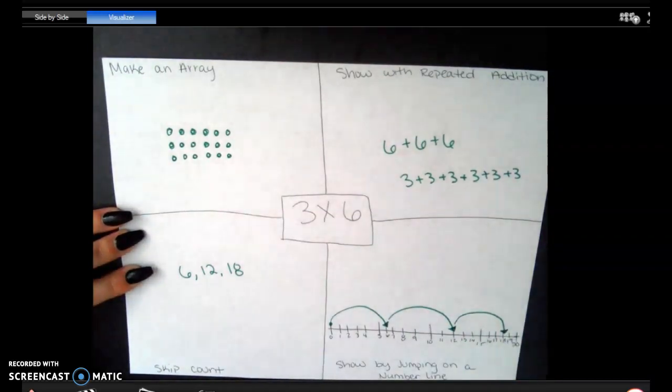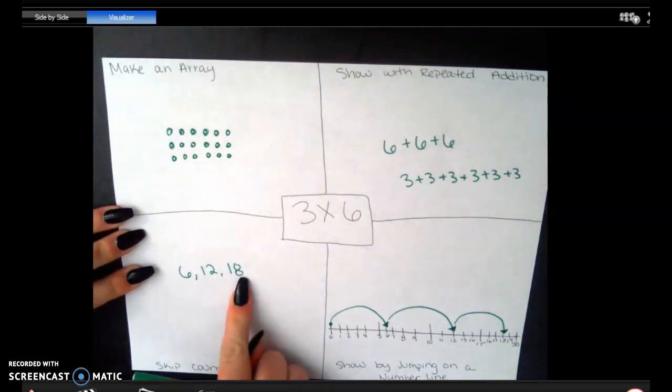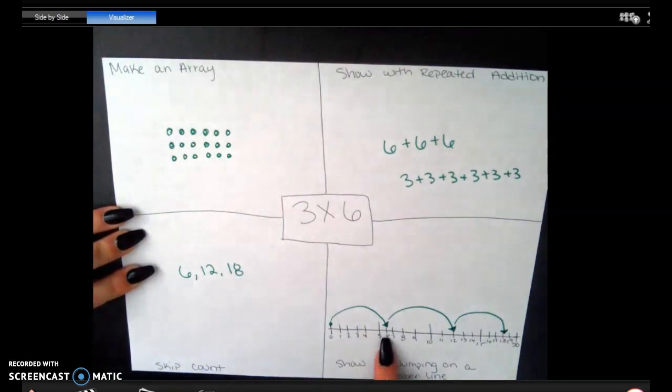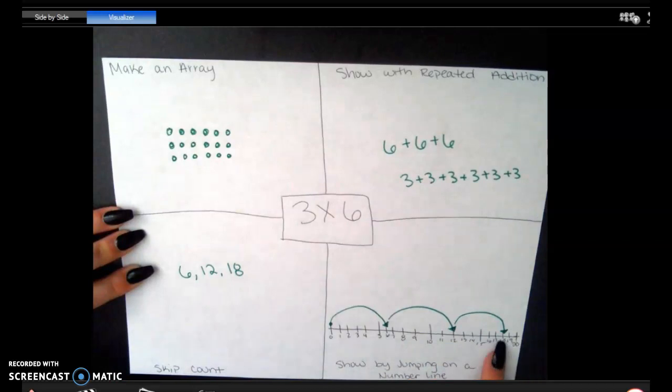Boys and girls, if you would like to check if you're doing this correctly or if you're even right, you could always go back, look at your skip counting. 6, 12, 18. We land at 6, 12, and 18. That's just a good way for you to double check your work.